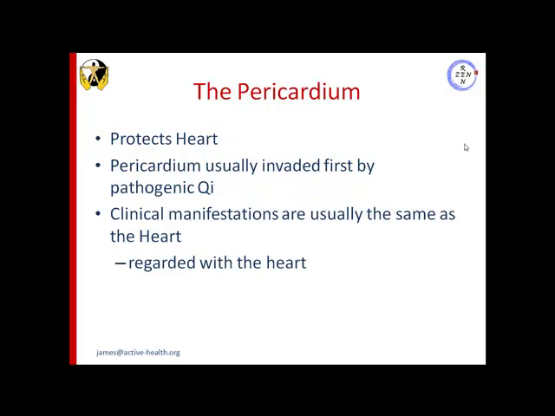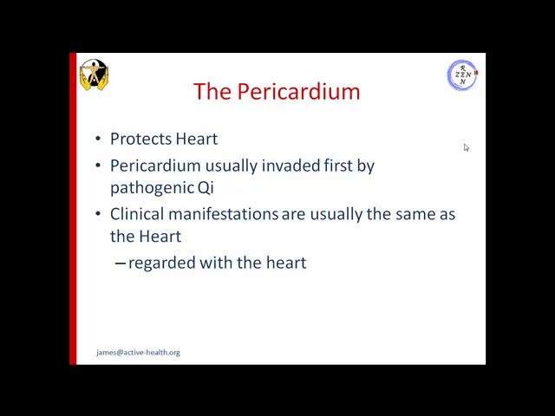The first and principal function of the pericardium is that it protects the heart. It's known as Xin Bao Luo, and it's a membrane that surrounds the heart. Usually when pathological qi or pathogenic qi invades the heart, the pericardium will always be the first to be attacked, and the invasion of the pericardium by pathogenic qi will often affect the normal function of the heart.